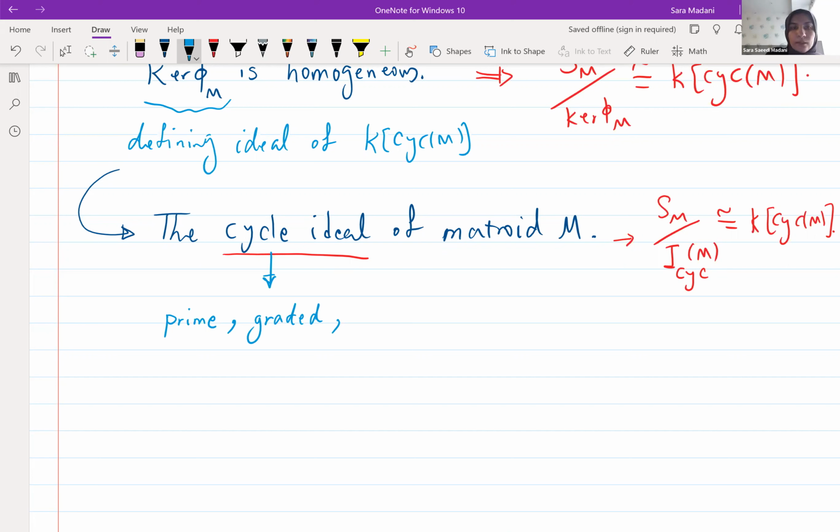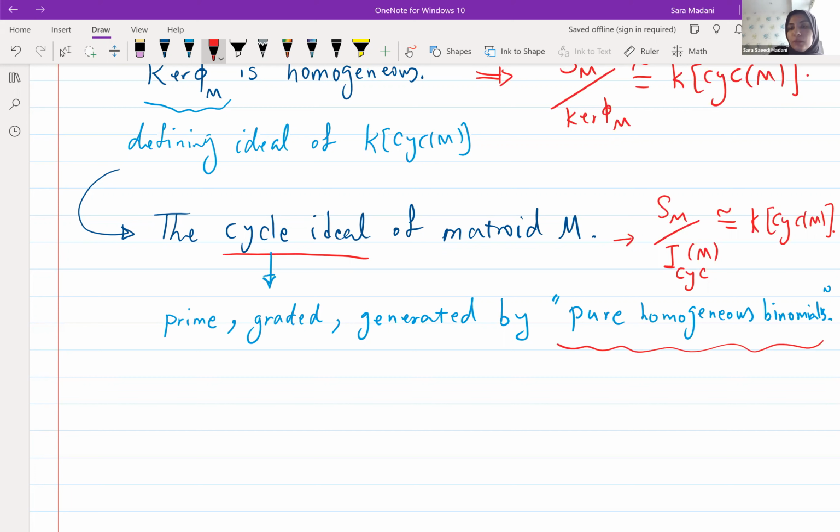And what else? It is also generated by some special types of polynomials, which are interesting enough in the literature. So generated by the so-called pure homogeneous binomials. So by pure homogeneous binomials, we mean binomials of this type. So binomial is just the subtraction of two monomials, maybe with some scalar multiplication. But when we say pure, there is nothing, just two monomials like this.